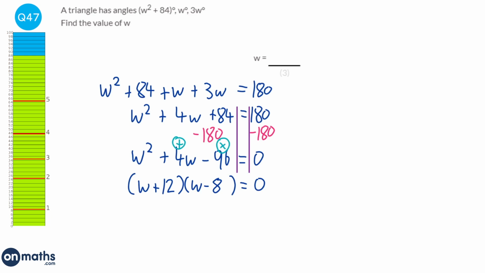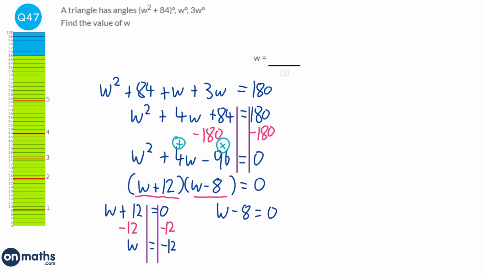That works. And to solve, we look at the left-hand side first and get that equal to 0. So w plus 12 equals 0, and then solve it. Take away 12 both sides. w equals minus 12. And then we get the right-hand side and get that equal to 0. w minus 8 equals 0.